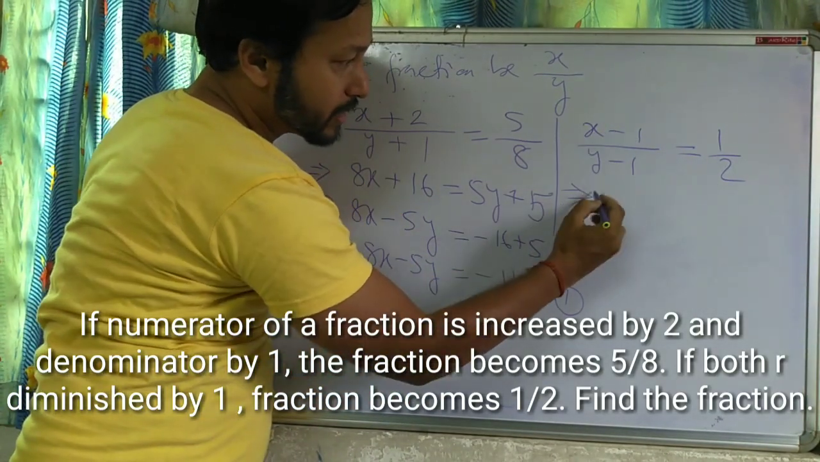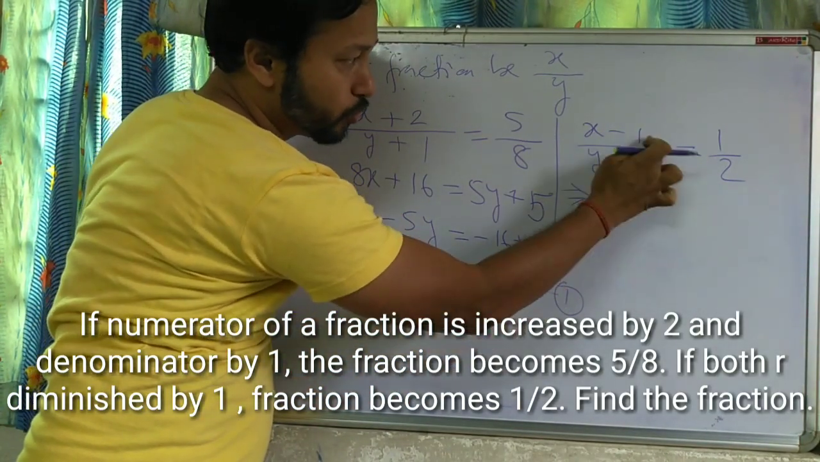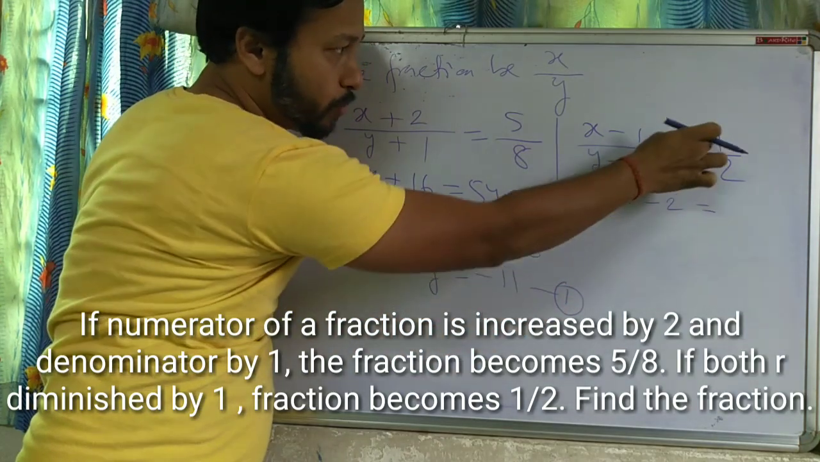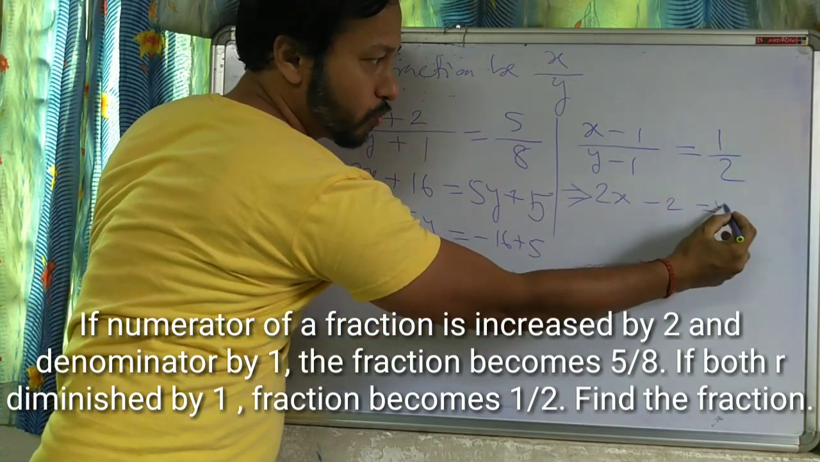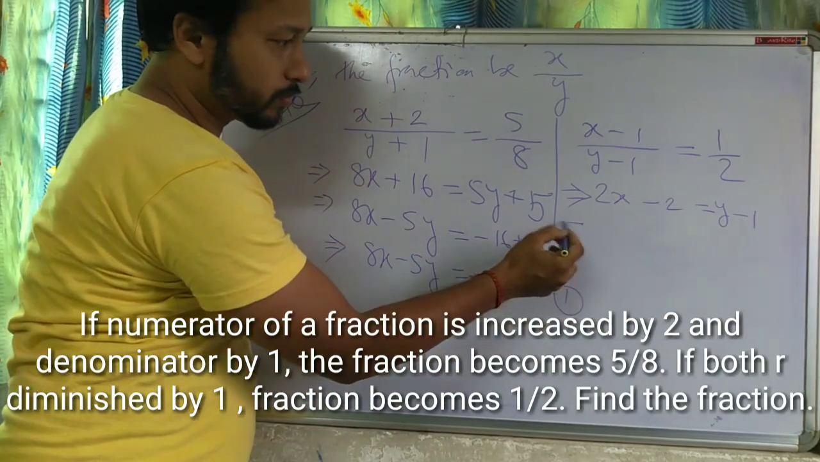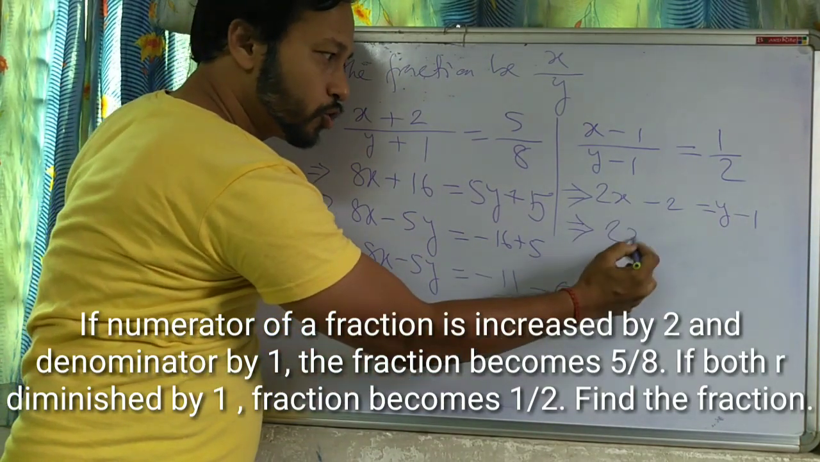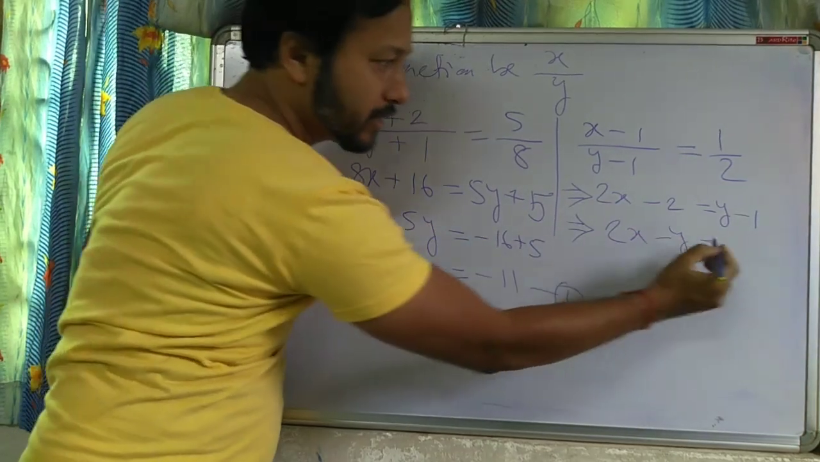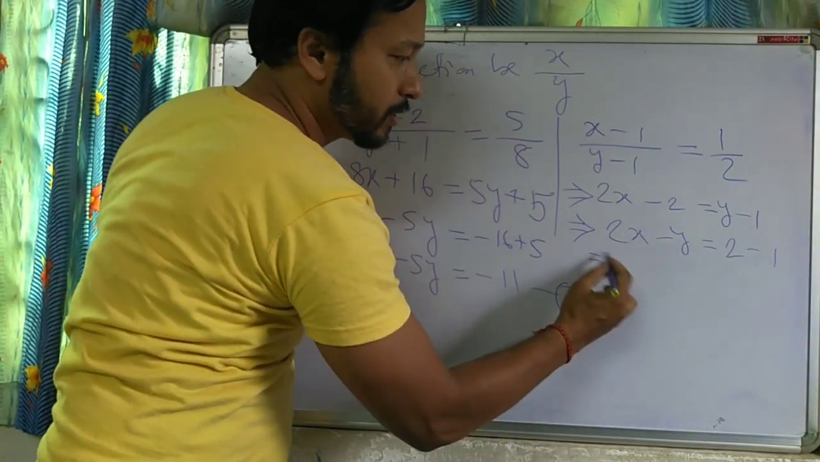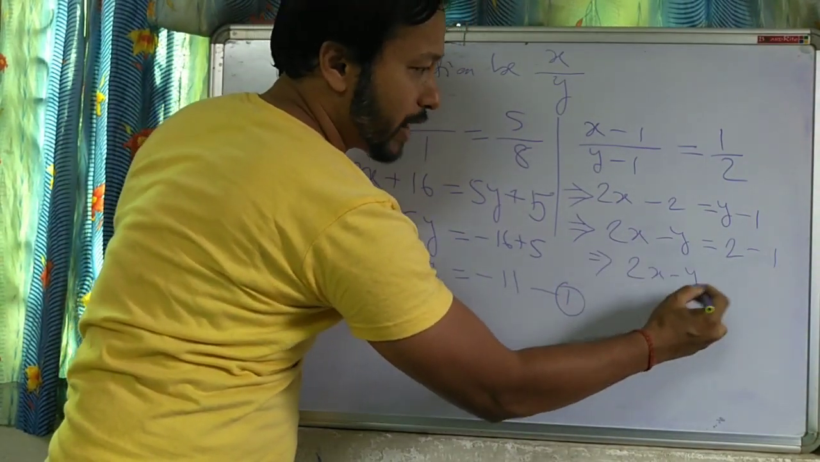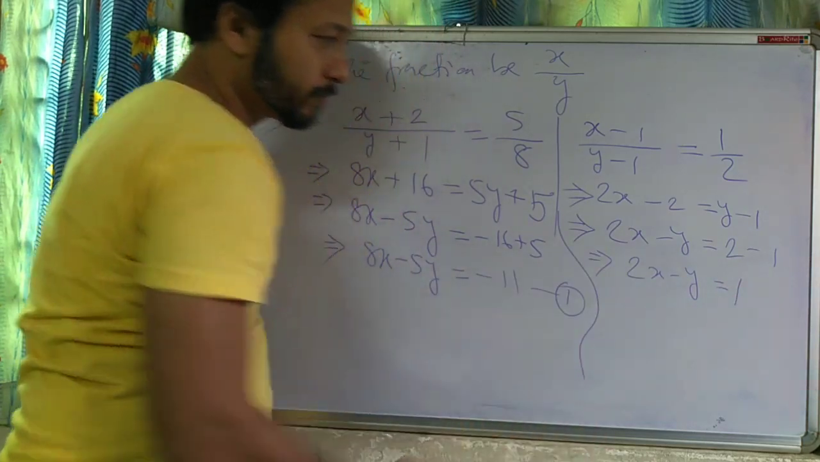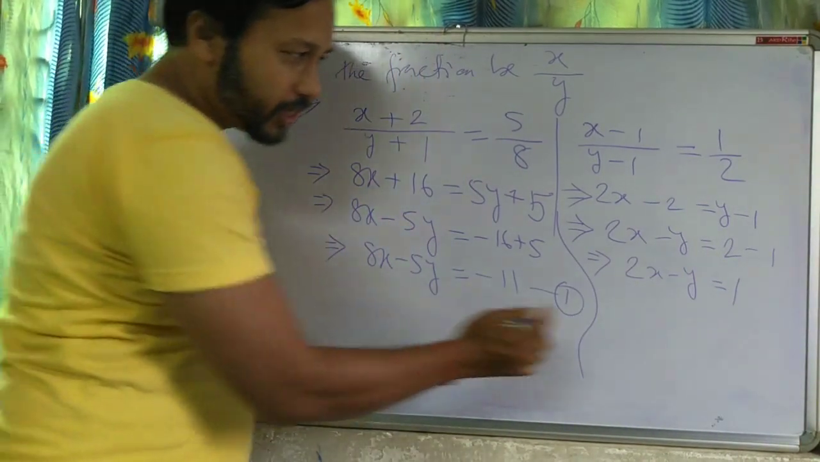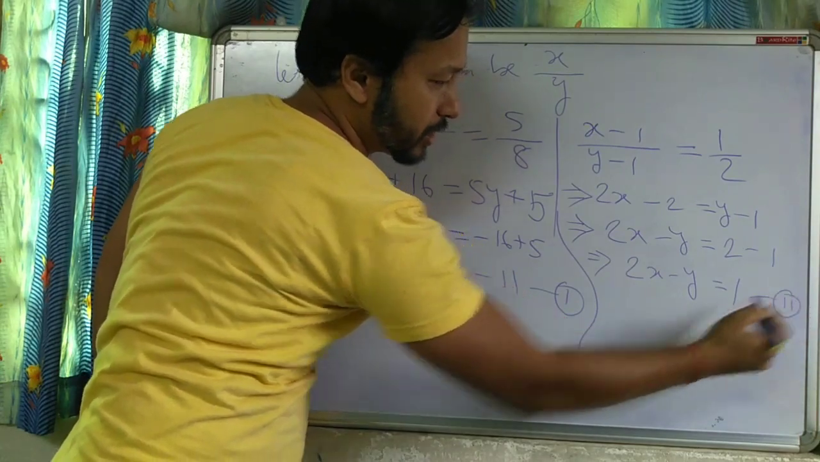Now 2 into x, 2x minus 2 into 1, 2. By 1 you multiply these two. Same way, 2x minus y, minus 2 is going there. 2x minus y equal to 1. So this is my first equation and this is my second equation.